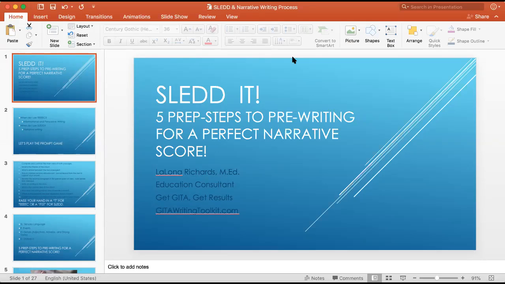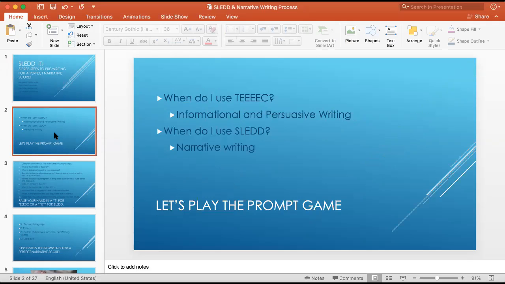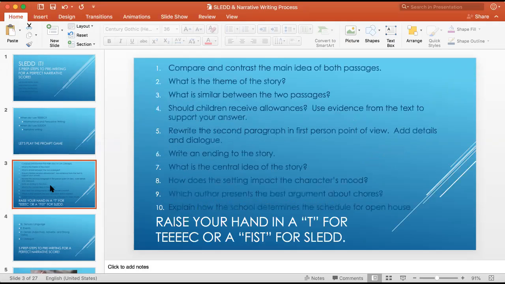If you have already introduced your students to TEAK, then you may want to do these first 2 slides, which is kind of a game just to make sure kids know the difference on when do I use SLEDD and when do I use TEAK, because believe it or not, that is a very confusing aspect for the children. So I tell them, we review it really quickly, and then I say, hey, we're gonna play a game.